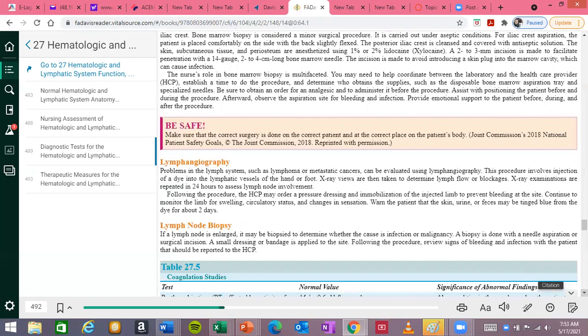Lymphangiography. When I hear "graphy," what does this word make you think? To record. Yeah, some type of recording, some measurement. Makes me think of x-ray, that type of thing.